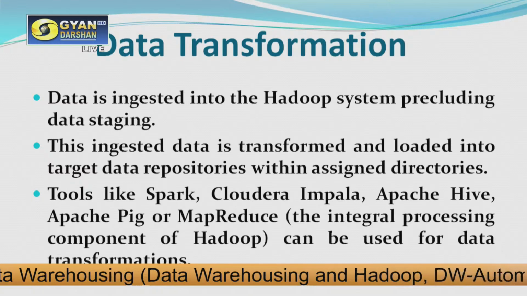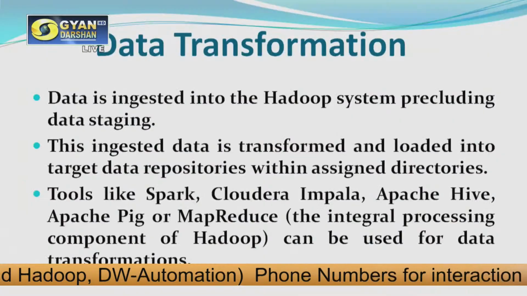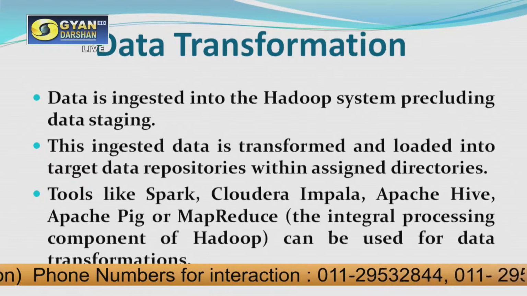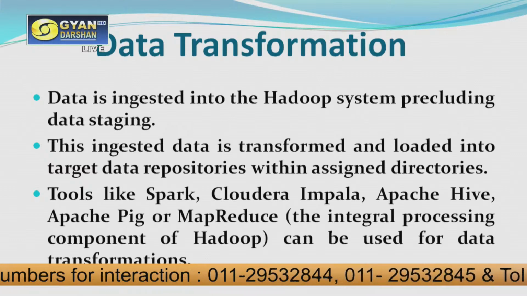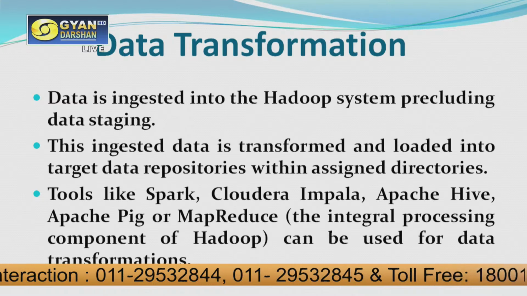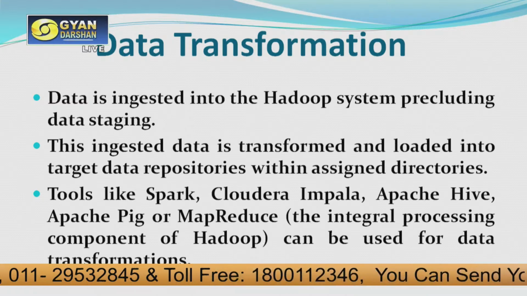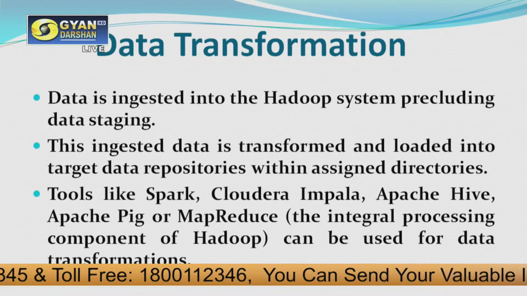So Apache Pig or else MapReduce, the integral processing component of Hadoop, can be used for data transformations. So here in this particular ecosystem, you can see there are several participants. One is Apache Spark. The second one is the Cloudera Impala. Third is Hive, Apache Pig, or MapReduce.